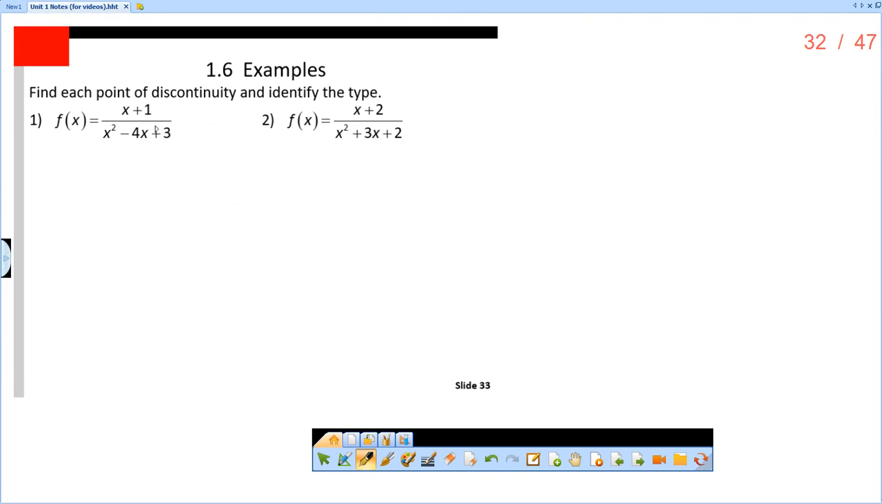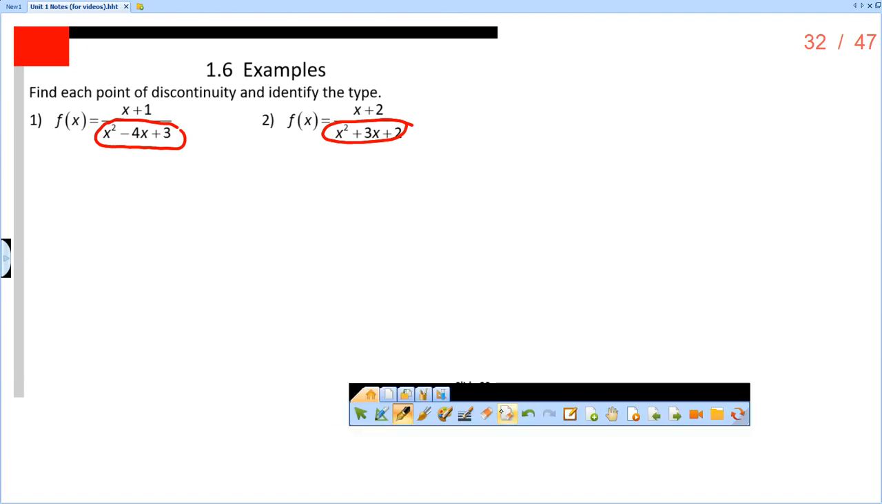First of all, we want to think about when a discontinuity could occur. Remember, a discontinuity occurs first and foremost anytime the function is undefined. So that's the first thing to do. We look at these rational functions and realize that anytime the denominator is equal to 0 is when the function is undefined. So we're going to set the denominator equal to 0.